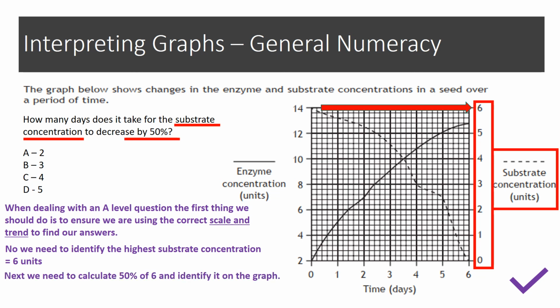We then calculate 50% of 6, which is 3. So 6 divided by 2 is 3. We then go to 3 on the substrate concentration scale of the graph and find the point on this line. So we follow the dotted line down until the plot hits 3 on the graph. This is exactly 4 days. We look back at our answers and we can see the answer would be C, 4.